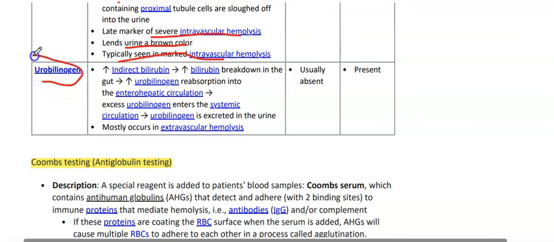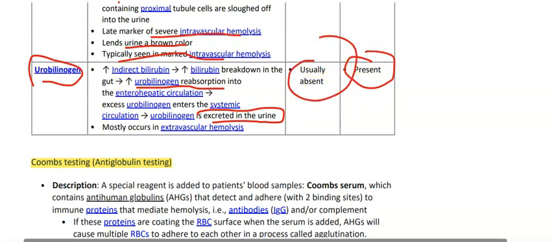The third is urobilinogen. There is an increase in bilirubin, increased bilirubin breakdown in the gut, and increased urobilinogen reabsorption into the enterohepatic circulation. So excess urobilinogen enters the systemic circulation and is excreted in urine, mostly occurring in extravascular hemolysis. So this is mostly present in extravascular, or usually absent in intravascular hemolysis.